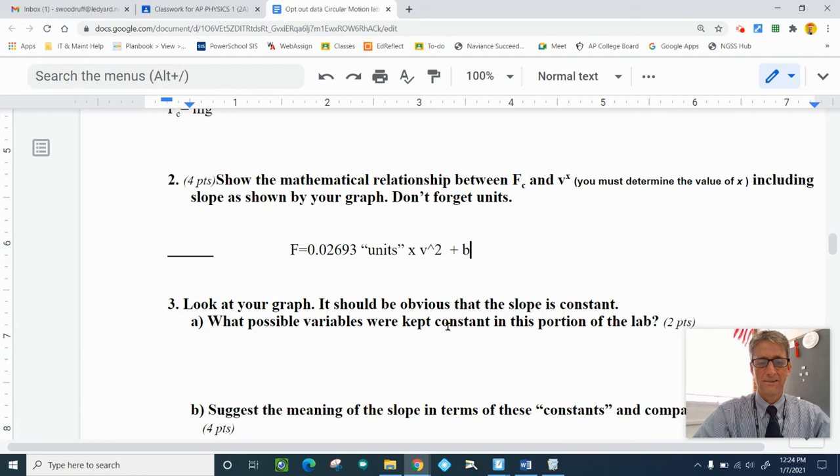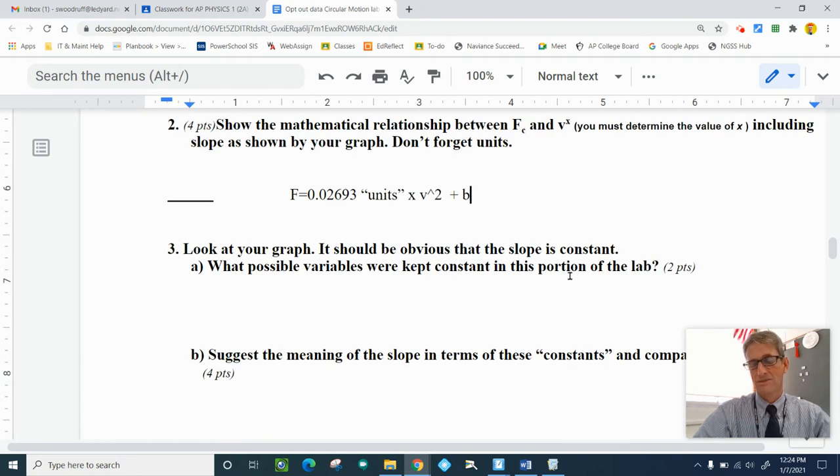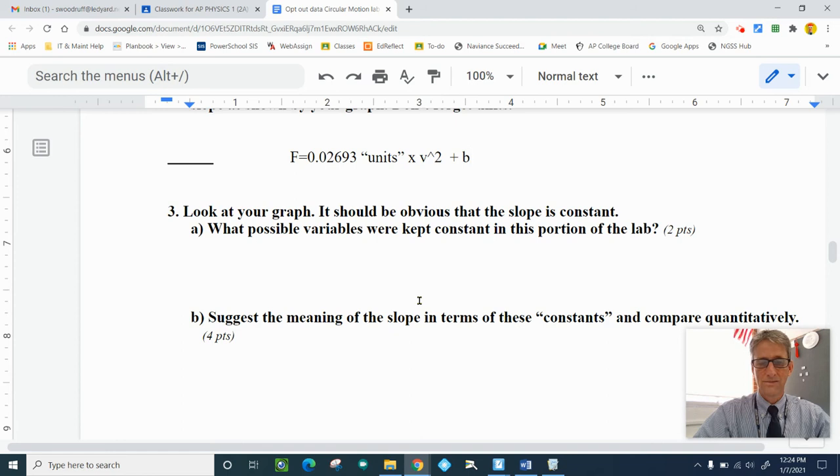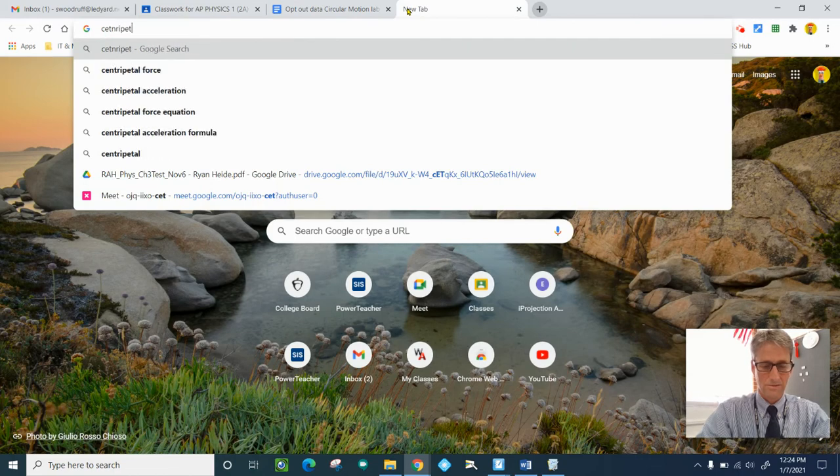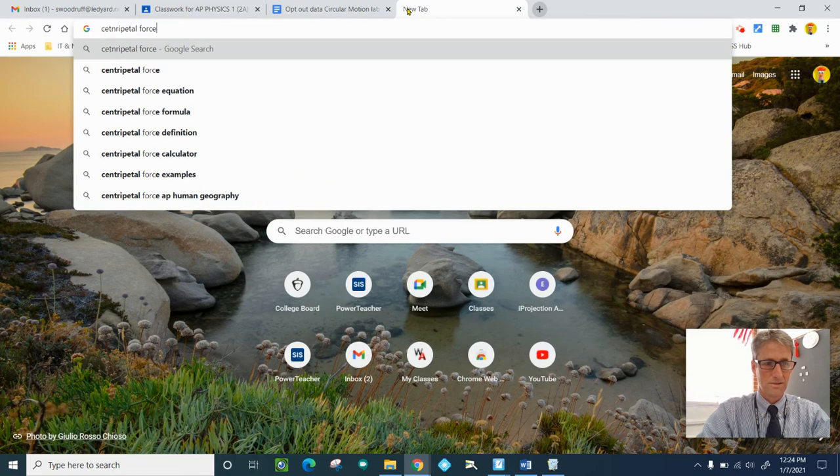Now it says, look at your graph. It should be obvious that the slope is constant. Yes, it was. What possible variables were kept constant in this portion of the lab? Well, if you go back to our notes, which if I was smart, I would have had those open. You know what I would do, a really fast Google search. I bet this will work. Centripetal force equation.